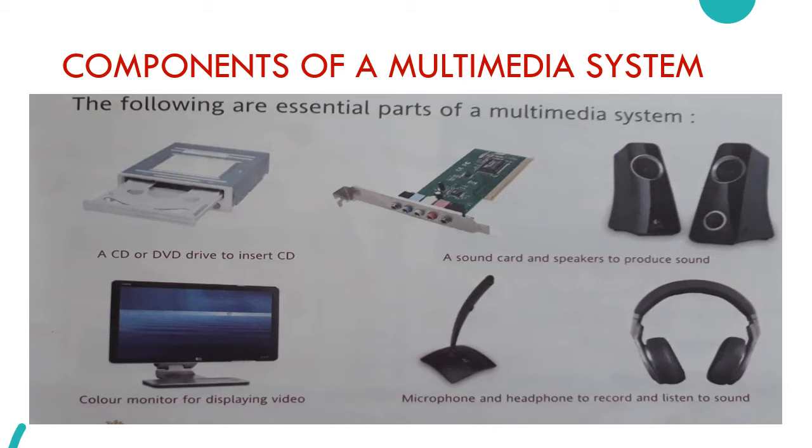Second one, see the second picture, the sound card and speaker. It is necessary to produce sound, because when we are going to create any animation, we need sounds also, so we need a sound card and speakers to produce sound. Next is a color monitor for displaying video. When your video is prepared, where will you see it? You will see it on the color monitor. Next thing you need is a microphone and headphone. These two things are used to record and listen to sound.